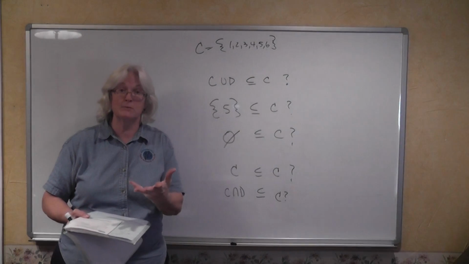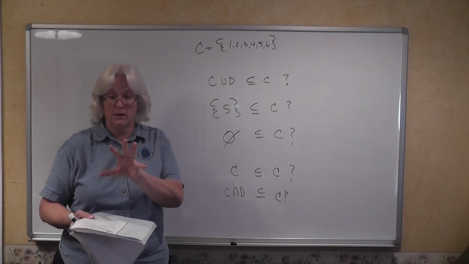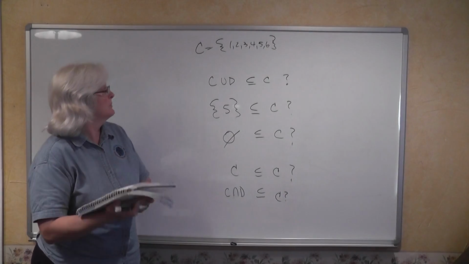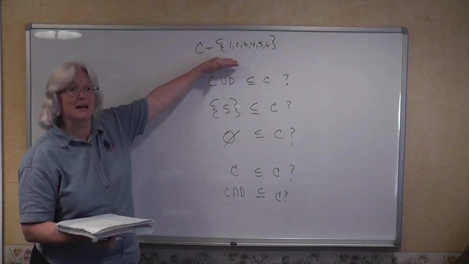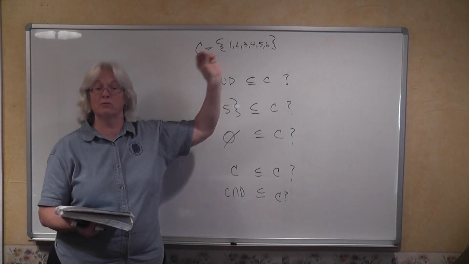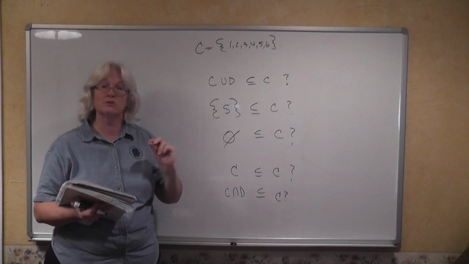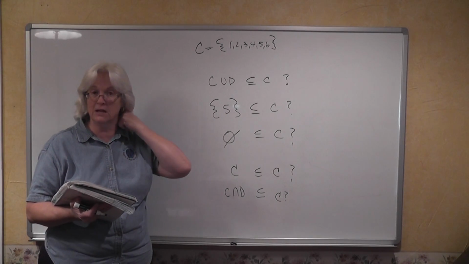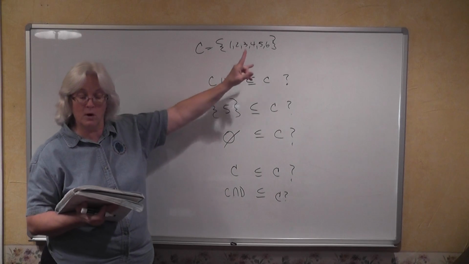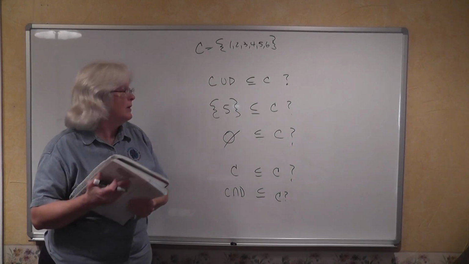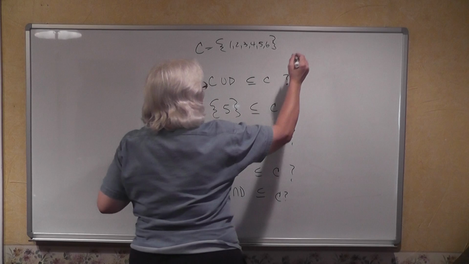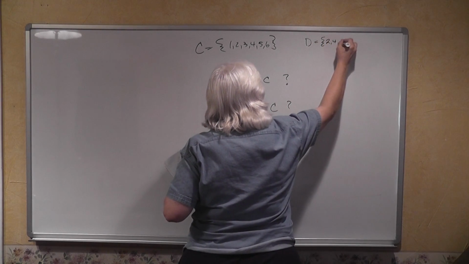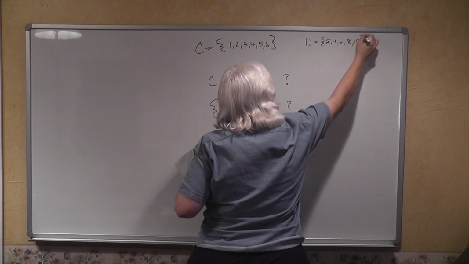Does it sound like I'm speaking Greek to you? Learn the vocabulary and it won't be quite as much Greek to you. We have a set that contains 6 elements, 1, 2, 3, 4, 5, 6. The question says, which are not subsets of set C above, and why? Okay, let me write set D here also. That was 2, 4, 6, 8, and 10.